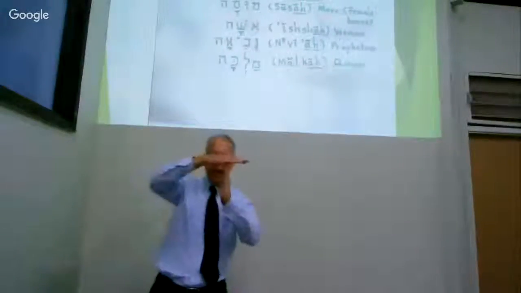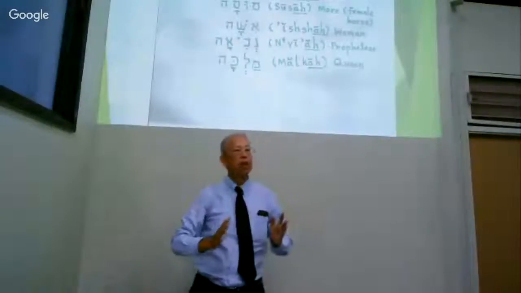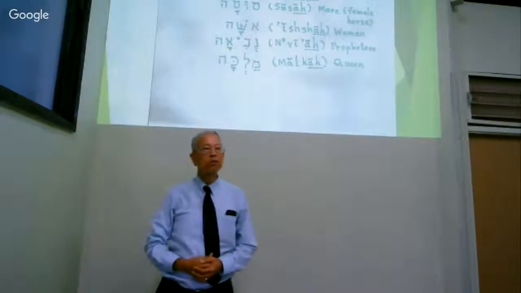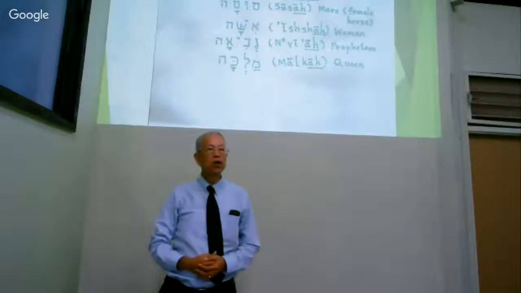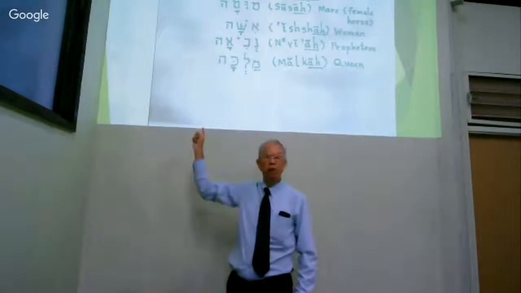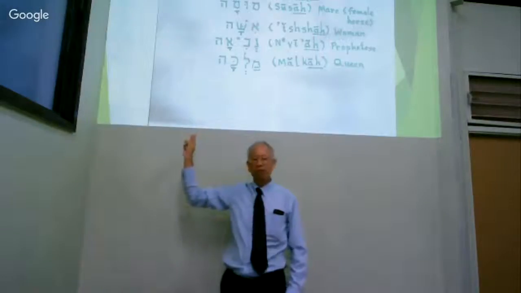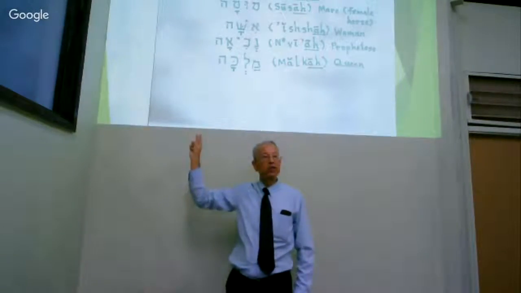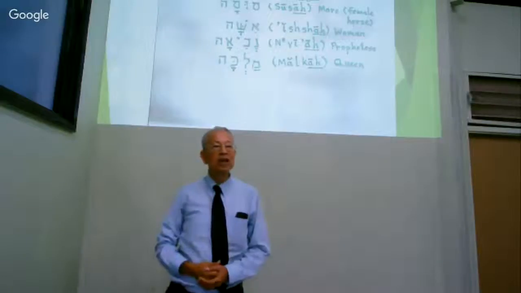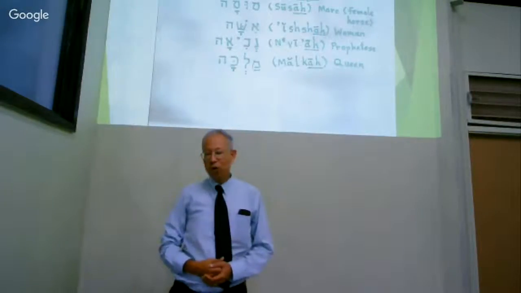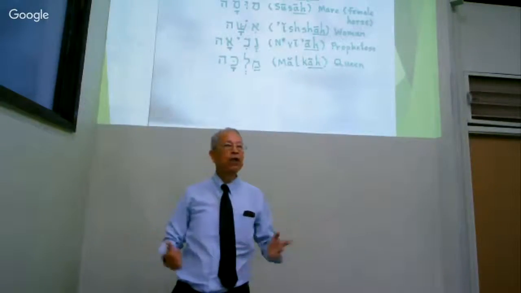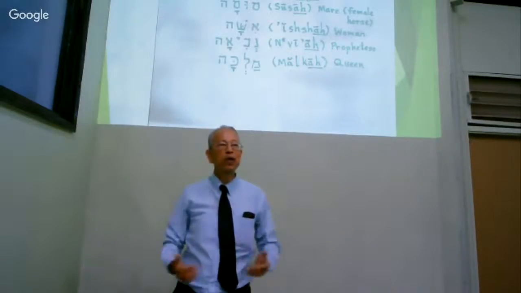Any question on adding Kamets A and He to the end of masculine singular nouns to produce the feminine form of that noun? Anything that is not clear to you? So Susa is mare or female horse. Isha is woman. Nebiyah is prophetess. In English, the ESS ending, what we call suffix, is a sign of the feminine gender. Okay, so you have shepherdess, a female shepherd. Poetess, a female poet. Hostess, a female host.